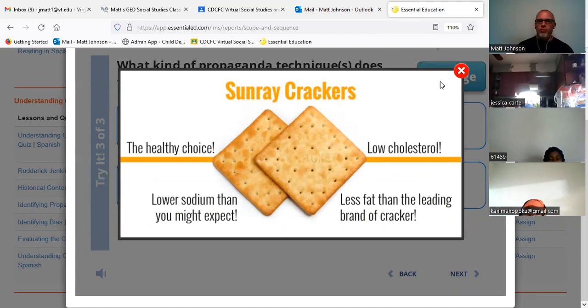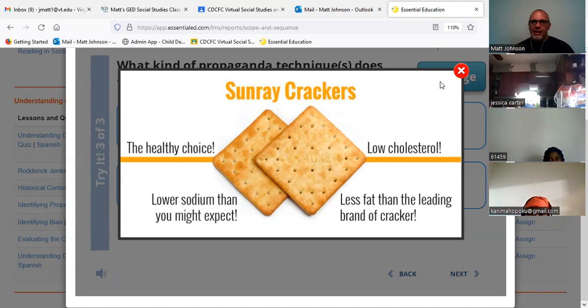Lower sodium than you might expect. Well, I might expect 0 sodium. So that's kind of a weird way to advertise it. Less fat than leading brand of cracker. Okay. But what else is in there? Is there a ton of something else that might not be good for you? Low cholesterol. Okay, that's fine.